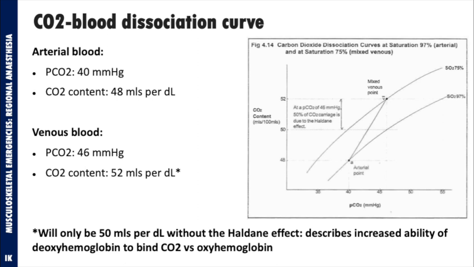But there's something called the Haldane effect. The Haldane effect means that deoxyhemoglobin can bind more CO2 than oxyhemoglobin. Without the Haldane effect, the difference would only be 48 increased to 50. But venous blood can carry an extra 2 mL of CO2 because of the Haldane effect, because deoxyhemoglobin is more attracted to CO2. The other take-home message here is the shape. The CO2 dissociation curve is linear. The OHDC, for oxygen, is sigmoid and it has a plateau. That means your blood can keep carrying more and more CO2 if CO2 goes higher. Alright?